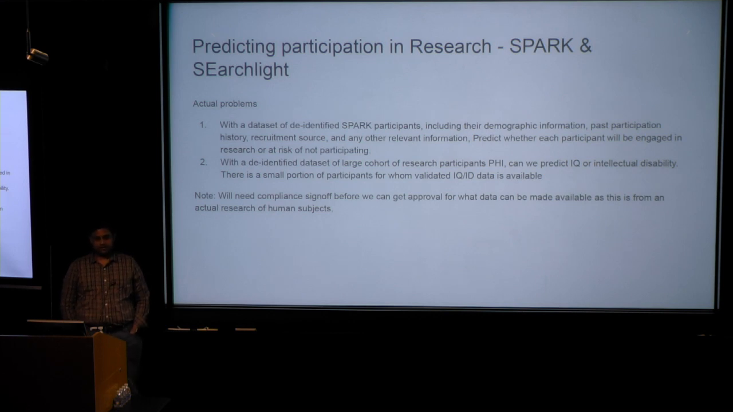So the short answer is no. Currently, the data is not accessible to any researchers outside. Within the Simons Foundation, within.